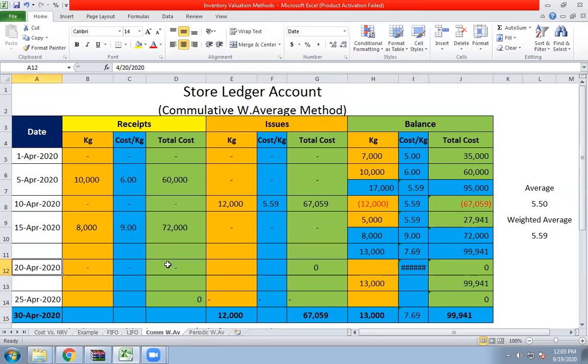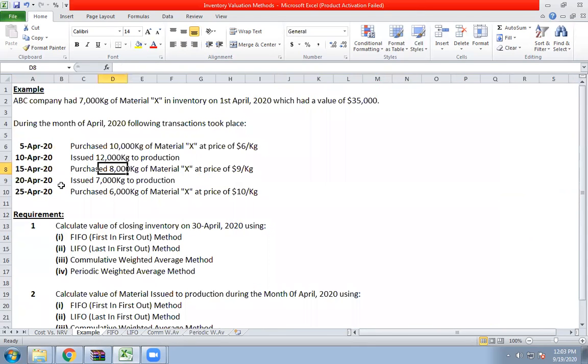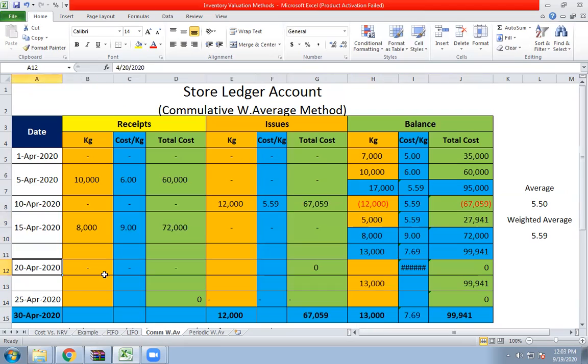On 20th April, once again, I have to make an issue of 7,000 kg. So I will issue this 7,000 kg to production at a value of 7.69. So I will deduct this 53,814 from the cost. Also, I will deduct 7,000 kg material from the inventory, and I will have a balance of 6,000 kg. The value of this balance is 46,127.